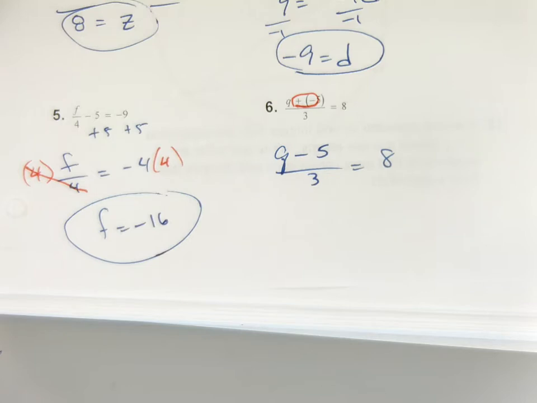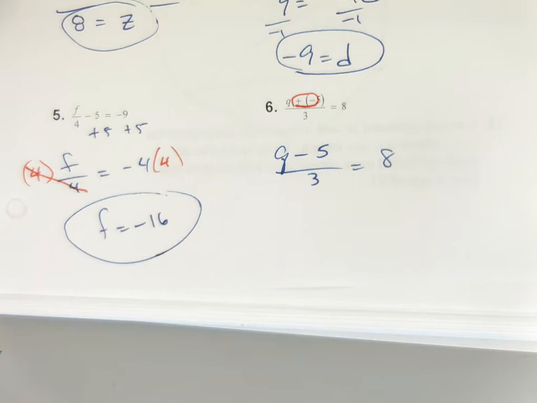Do we add 5 or do we multiply by 3 first? Okay. Multiply by 3. Yes, because the whole thing's divided by 3, right? So I'm going to multiply by 3 instead of cancel 3. Multiply 3. Good job. Okay.